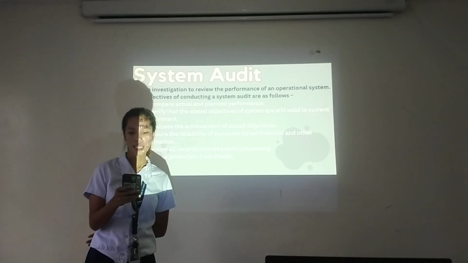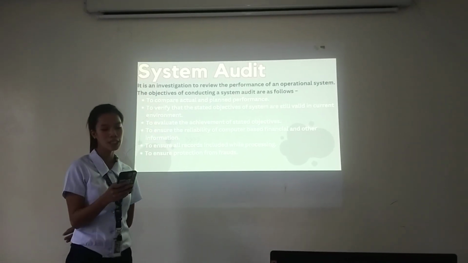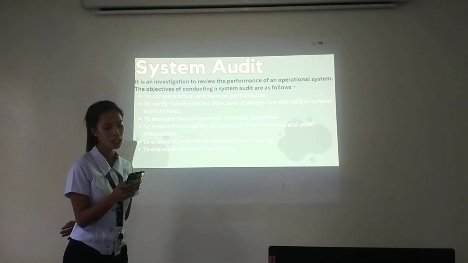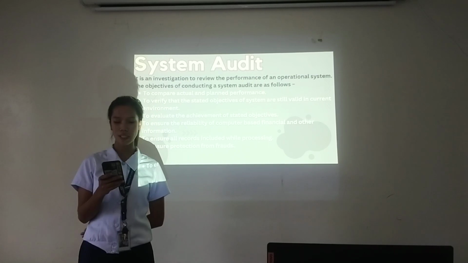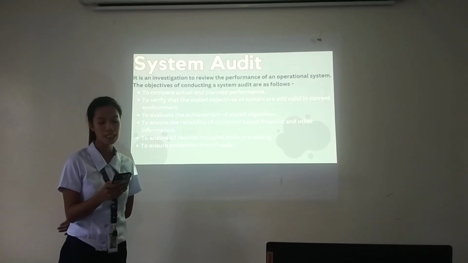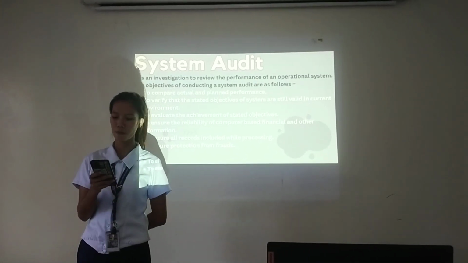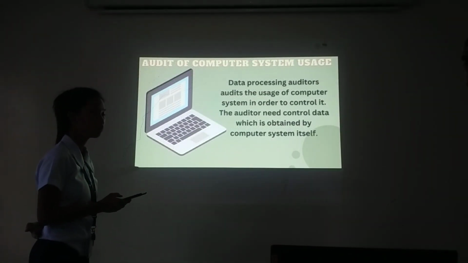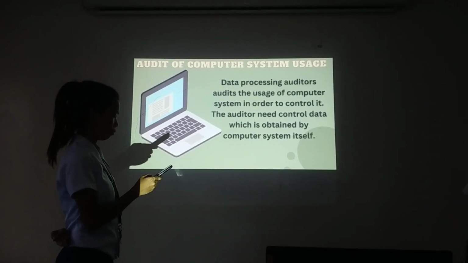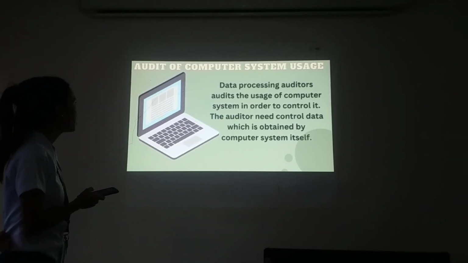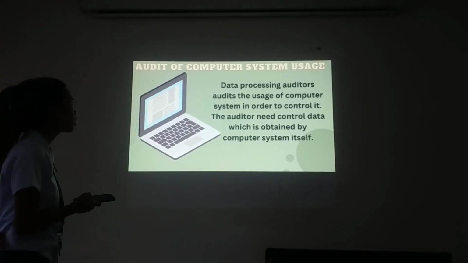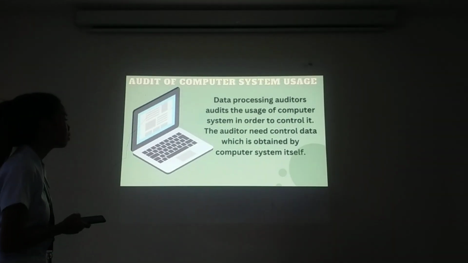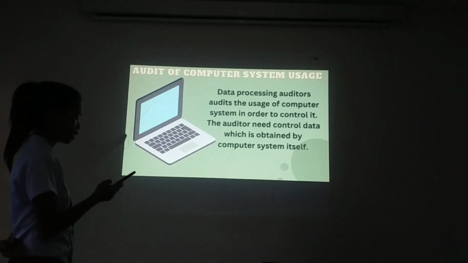System audits work means examining the key organizational systems, practices, procedures, and controls supporting efficiency, such as performance measurement and reporting system, costing system, and management system for benchmarking organizational performance. Audit of computer system usage. Data processing auditors audit the usage of computer system in order to control it. The auditor needs control data which is obtained by computer system itself.